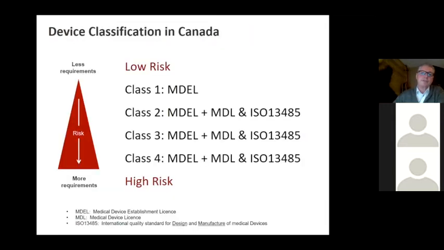So as we've seen for device classification in Canada, we start at low risk and go from risk classes 1 through 4. Class 1 requires an MDEL. Class 2 requires the establishment license, but they also require application for a medical device license and certification of their quality management system under ISO 13485. And that applies to classes 2, 3, and 4.